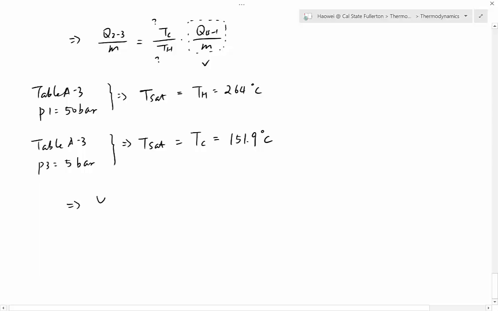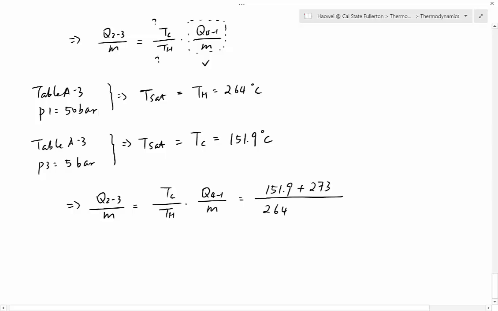So now Q223 per unit mass is equal to Tc over Th times Q421 per unit mass. Tc is 151.9. Make sure you convert it to Kelvin. T hot is 264. Convert it to Kelvin. Multiply by Q421 per unit mass, which we found earlier from part 1. The solution was 1640.1, and the unit is kilojoule per kilogram.